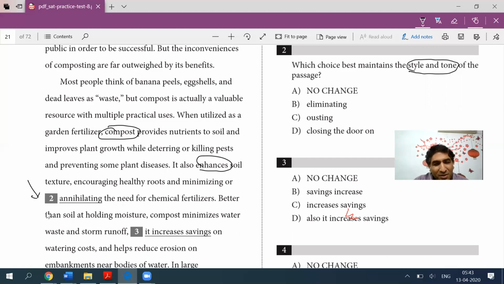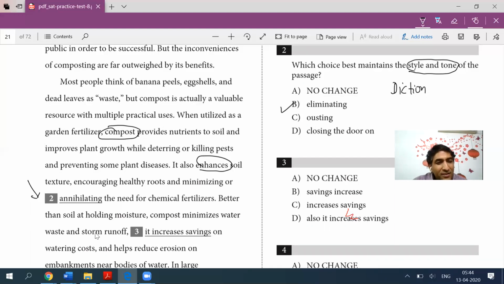So what would the right word be? It's a question of diction. Eliminating looks like a better choice, not ousting. Ousting is like removing someone from some position. The king was ousted by the subordinate. Closing doors on also does not look very idiomatic. So eliminating the need for looks like a better choice. Eliminating the need for chemical fertilizers. That looks better. Okay, let's go to the next one.